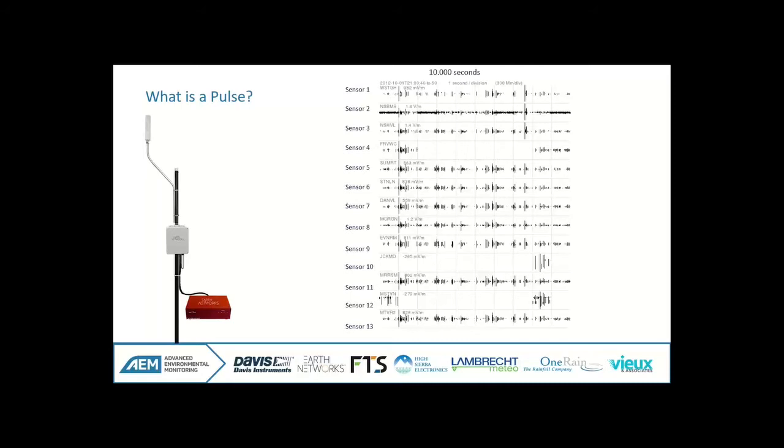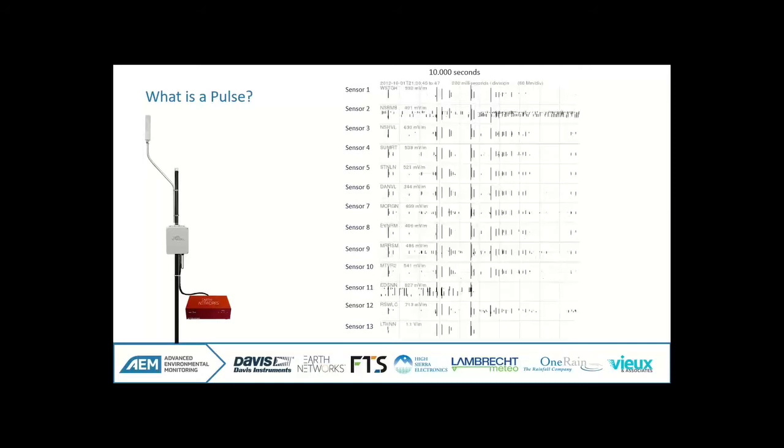Was it a cloud to ground pulse, or was it an in-cloud pulse? By looking at waveform data from our sensors, and just as an example, we have 13 sensors depicted here, and you see all those lines going across. This is a span of 10 seconds capturing data, and you see a lot of just these lines that are popping up. But here's what happens.